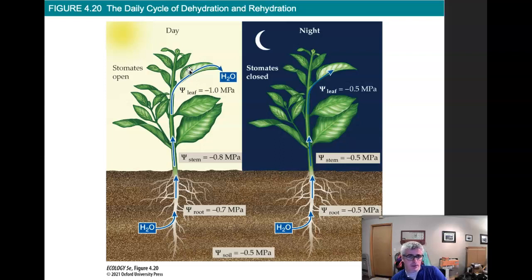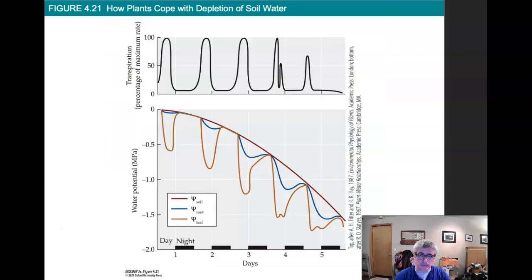At night, when the stomates close, there's not a lot of loss of water via transpiration, and so eventually the cells fill back up and come into equilibrium. And so ideally, here we've got root, stem, and leaf all at the same water potential value, in this case 0.5 megapascals. This is one way of thinking about it. And it's kind of interesting.